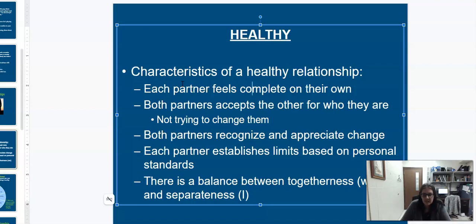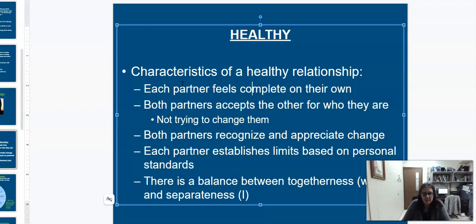Each partner establishes limits based on personal standards. This means boundaries. Having boundaries is so important. That things aren't acceptable, and if they do it, then either they get one warning or you're just done. It just depends on personal boundaries and how many chances you are willing to give, if any. But sometimes you don't need to, right? So having those really set boundaries and expressing them well is very healthy.